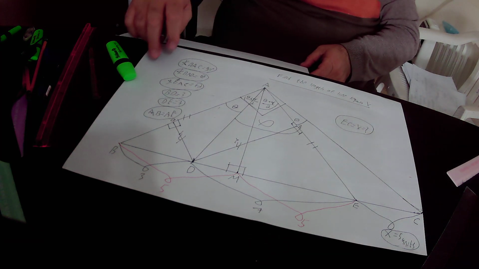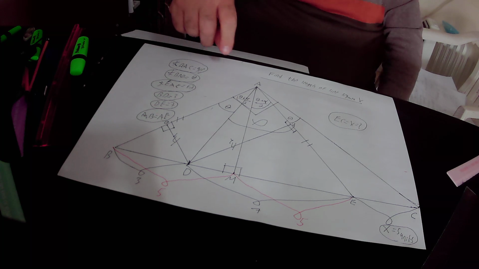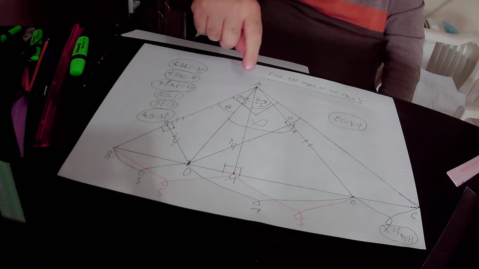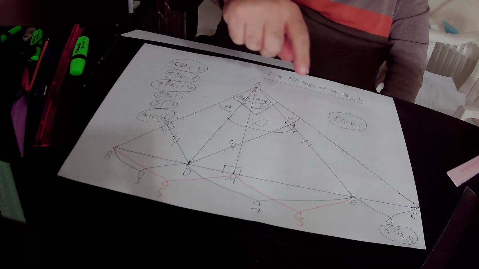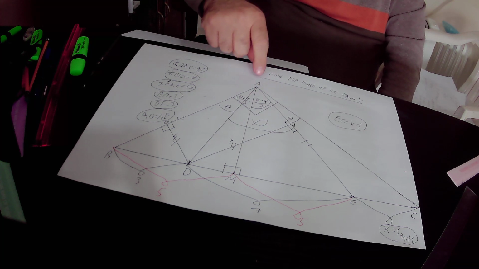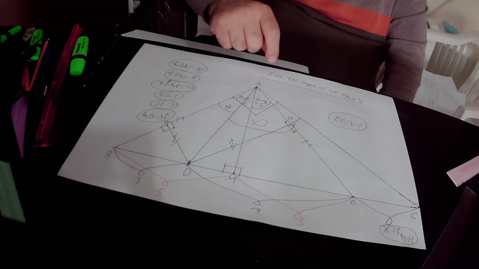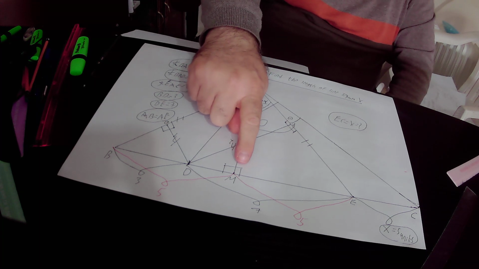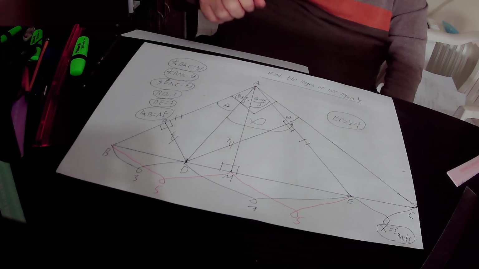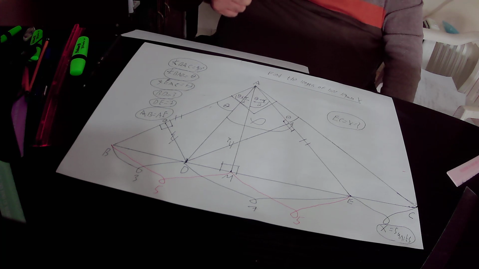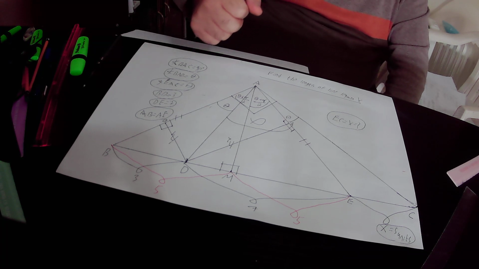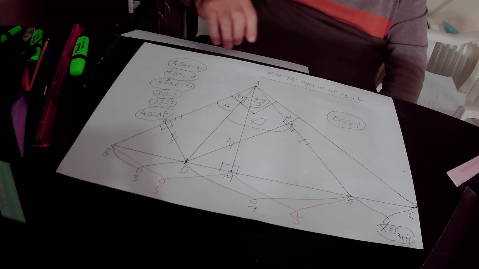So in the first step, we defined angle DAE as alpha, and from point A we drew a perpendicular to BC. So this angle equals 90 degrees, and this angle is also equal to 90 degrees, and we define the touching point of the perpendicular from point A to BE as M.